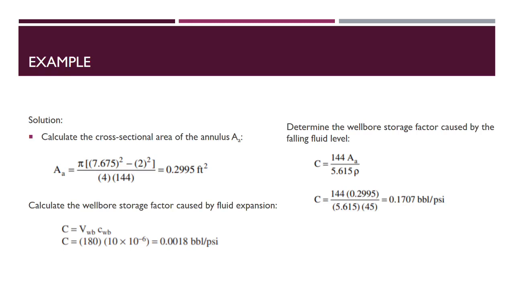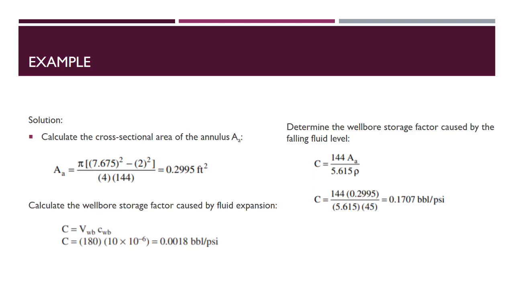For the solution, the first step is to calculate the cross-sectional area of the annulus A. A is equal to pi multiplied by the quantity 7.675 squared minus 2 squared over 4 times 144. So we get 0.2995 square feet. In calculating the wellbore storage factor caused by fluid expansion, we use C is equal to wellbore volume of fluid times wellbore fluid compressibility. So C is equal to 180 times 10 times 10 raised to negative 6. So we get 0.0018 bbl per psi.